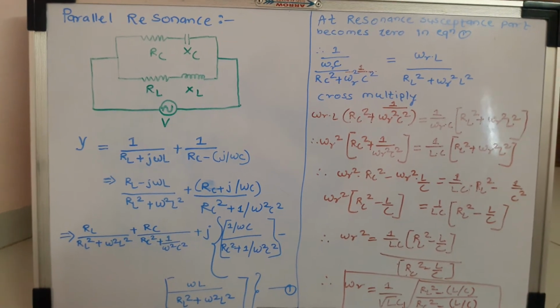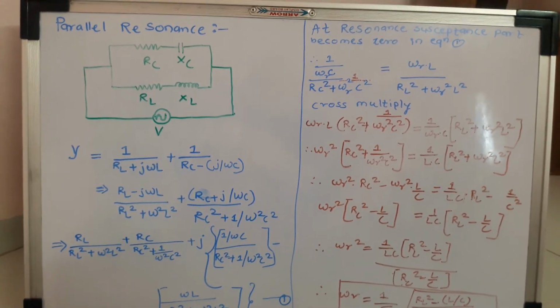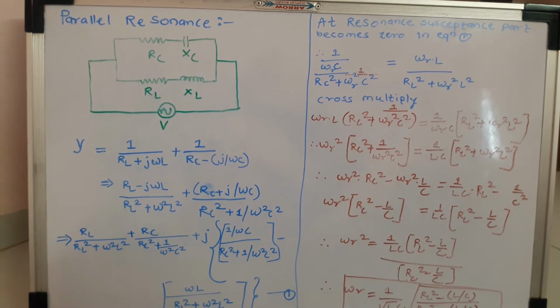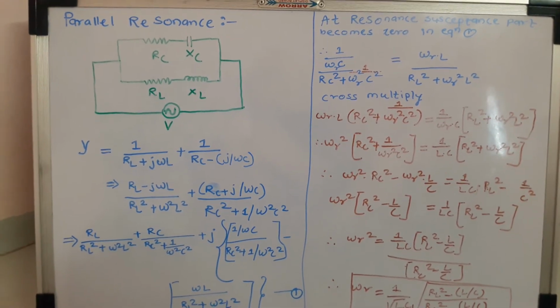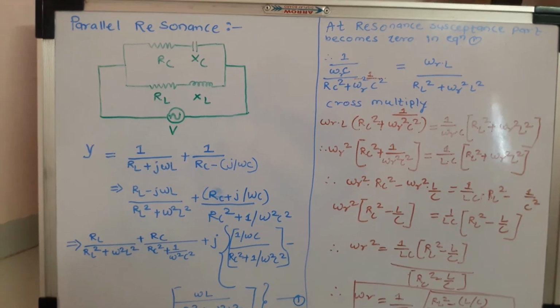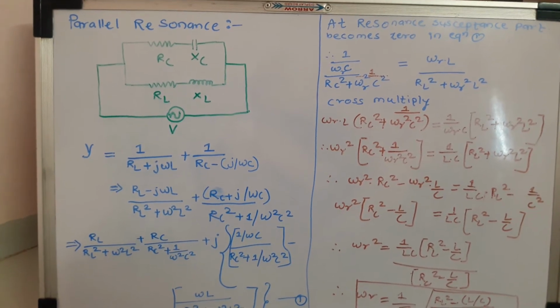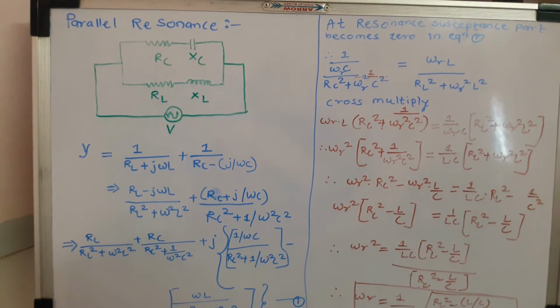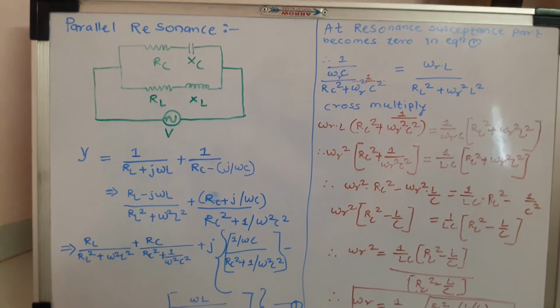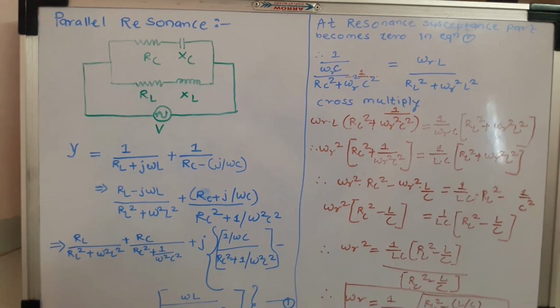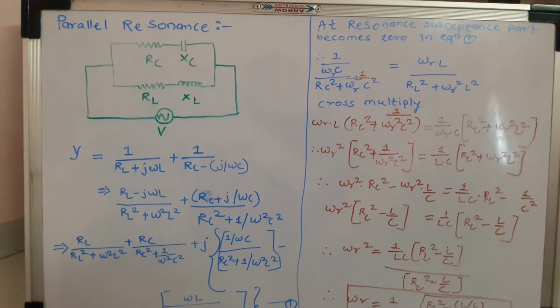Dear students, today we are studying a new topic called parallel resonance, shunt resonance or anti-resonance. First of all, observe the circuit connections. Here a capacitor, an inductor and the supply voltage are in parallel with each other, so it is called a parallel RLC circuit.